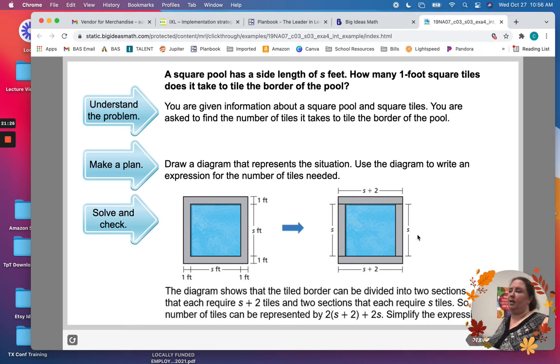So can I create an expression now to find the perimeter of all these? Yes. I have 2 of the S plus 2s, right? Plus 2S. And then I have 2 that are just S, so you add the 2S.